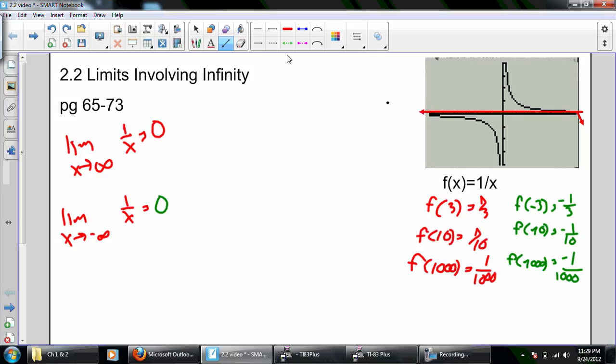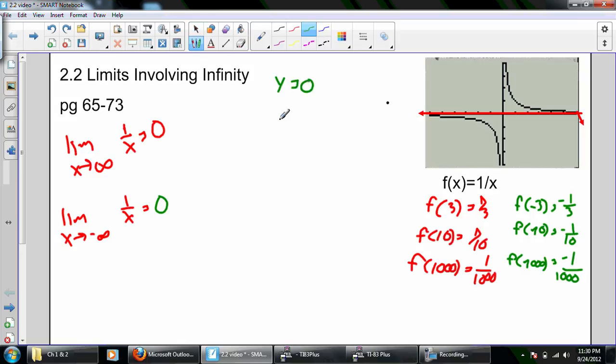Now, I may have drawn this a little bit high, but the great thing about computing is you can easily move your lines down just a little bit if you need to. There we go. So this red line here represents our asymptote. If you read at the bottom of page 65, it says, the line y equals b is a horizontal asymptote of the graph of a function y equals f of x if either the limit as x approaches infinity of the function is equal to b, or the limit as x approaches negative infinity of the function equals b. Well, in this case, our b would be the line y equals 0.